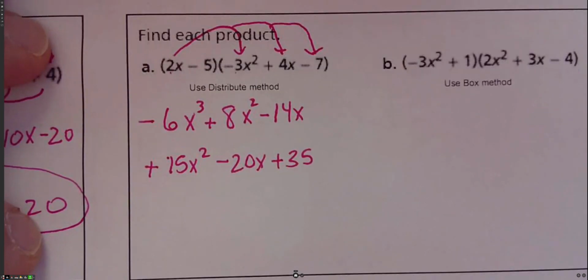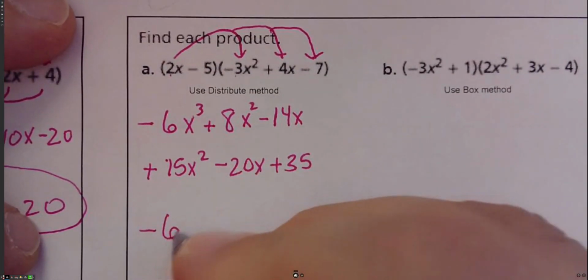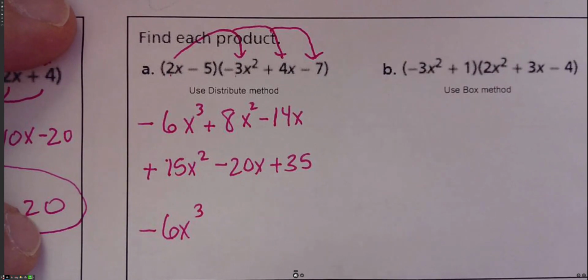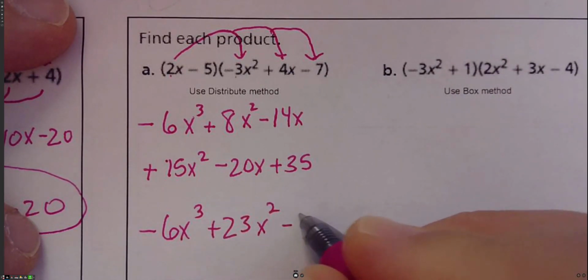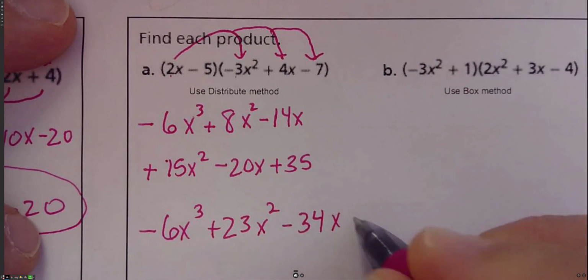Now we need to combine like terms. We get negative 6x to the third plus 23x squared minus 34x plus 35.